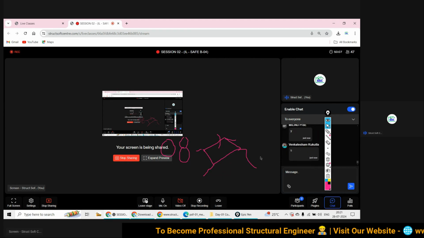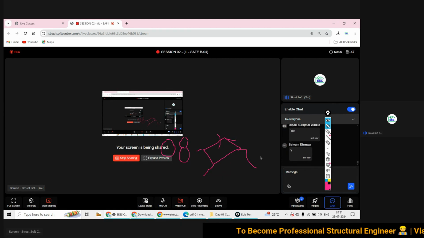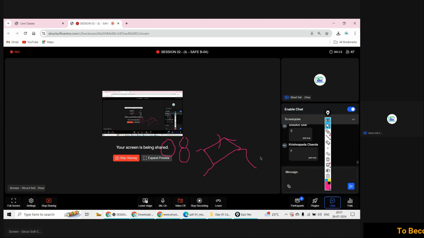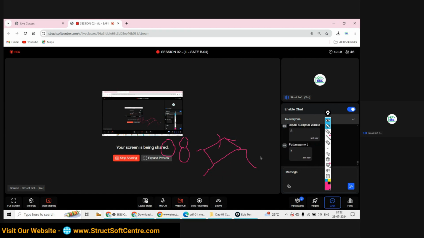You are going to create the model, apply the load, and then do the analysis. After the analysis you are going to find out the stresses in the member, such as the axial force and the bending moment, and a lot of other things, and accordingly you are going to do the design.